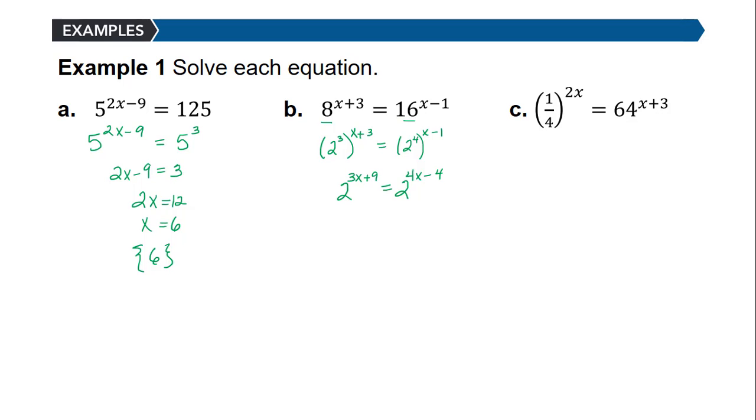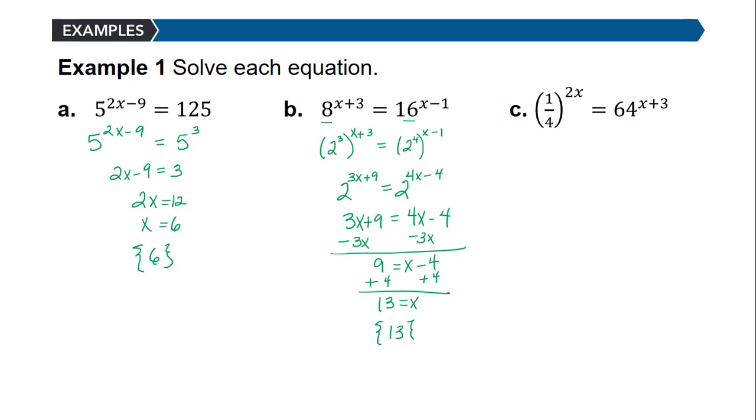Now, the left and right side have the same base of 2. We can set the exponents equal: 3x plus 9 equals 4x minus 4. Now we just solve this linear equation for x. We can subtract 3x from each side to get 9 equals x minus 4. And then we can add 4 to each side to get 13 is equal to x. And then you can, of course, plug in and check that you would get a true statement. So our solution set consists of 13.